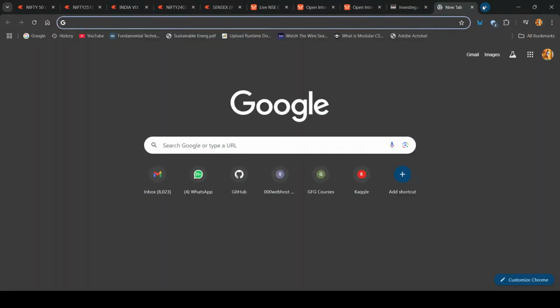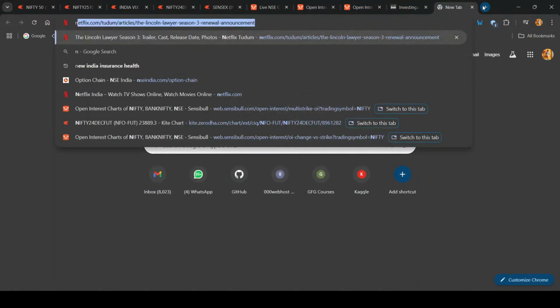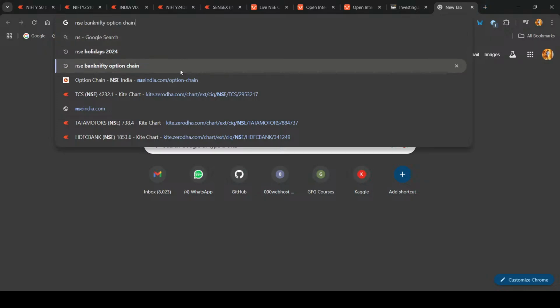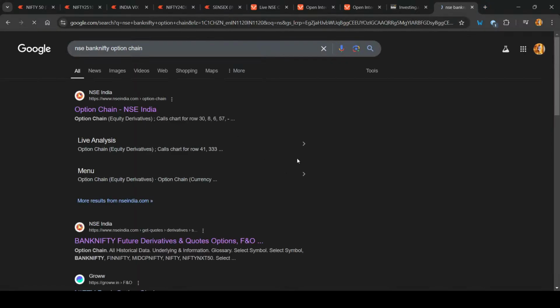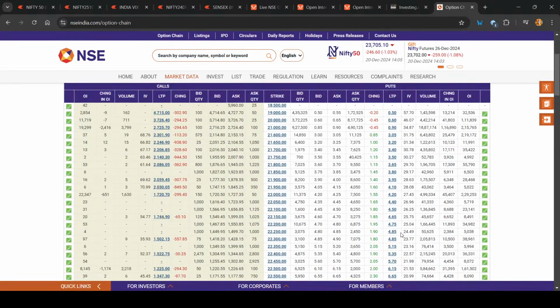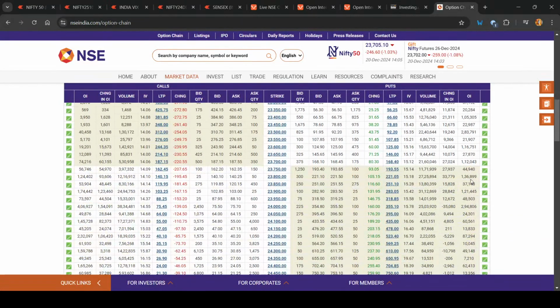I'll show you one more interesting thing. NSE Bank Nifty option chain. Let's go to 24,000. See, in the morning, 24,000 had 3,17,000 orders. So it is being unwound, but still the unwinding is not to an extent that it can cause panic.